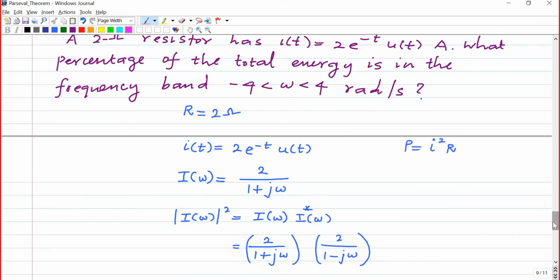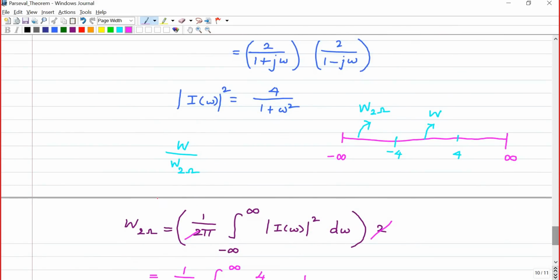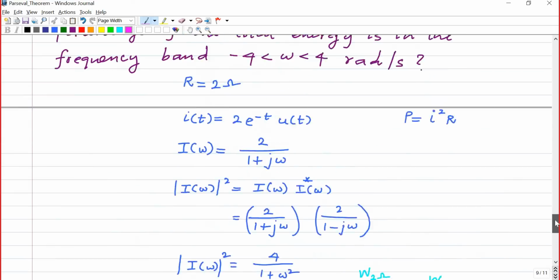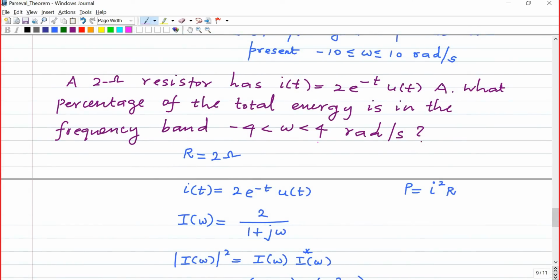No, you understand, I am not solving this in the time domain. You can solve it in the time domain also. You will get the same result. That is what we proved through the previous example. But what is the problem? You can get the overall energy from minus infinity to plus infinity. You can get this value, W 2 ohms. But for a specific band from minus 4 to plus 4, obviously you have to operate in the frequency domain, not in the time domain. So that is the reason.